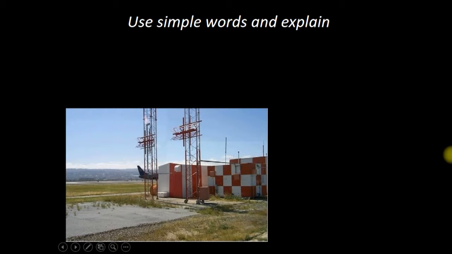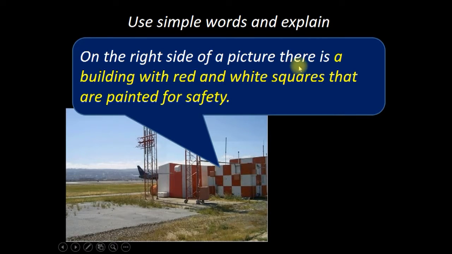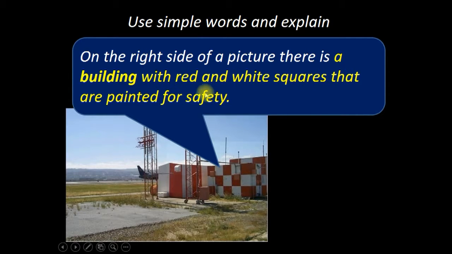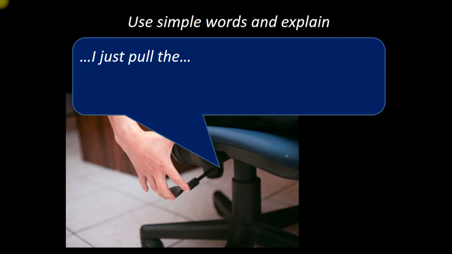So back to our example for the photo description. We could say on the right side of a picture there is what? What is this? It's a building. But let's describe the building. There is a building with red and white squares that are painted for safety. Notice we start with the object and then we describe it. Notice we have another paraphrase or circumlocution here. We don't know what to call these markings, so we can say red and white squares that are painted for safety. Same idea.